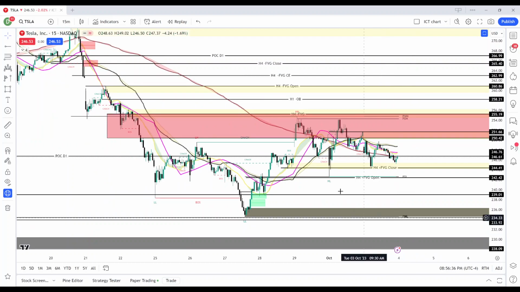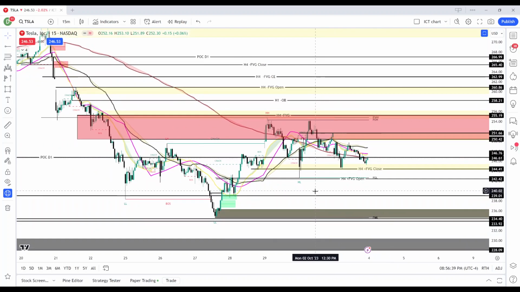Okay, I've changed some of the colors so I can better see. Yellow is internal order blocks, gray is swing order blocks, and this is a yellow and a gray combined, which appears to be kind of green. But this is also an order block as well.